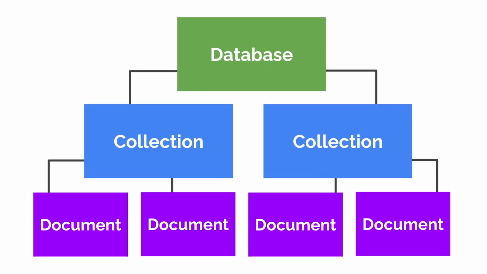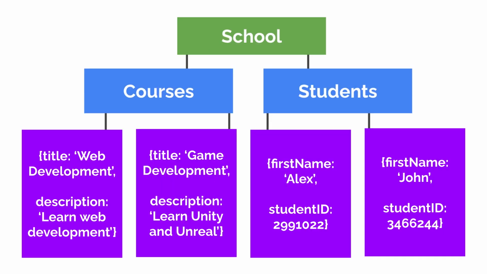Here's a visual of a Mongo database. A server can have one or more databases. Each database has different collections or tables, and each table has its own documents or rows. For example, a school database may have a course table and a students table. And then the courses table will have objects such as a web development course, which has a title and a description, and a game development course, which has a title and description.